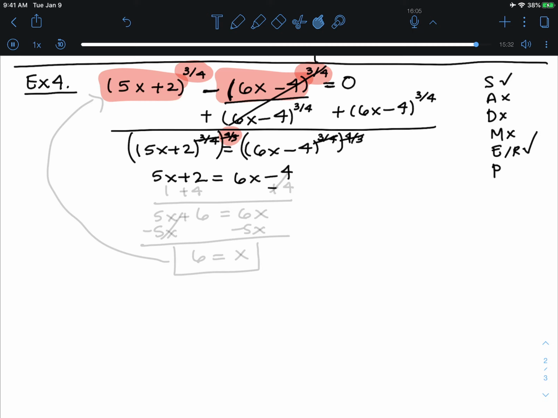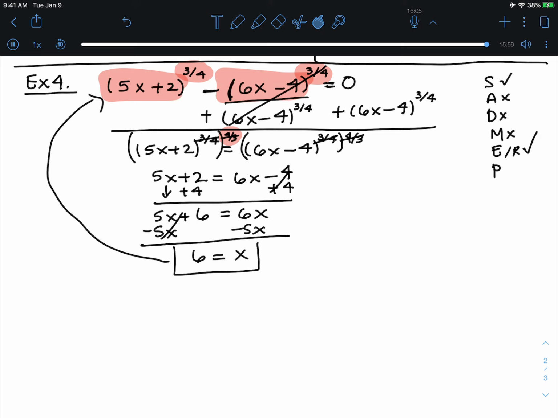So now I'm going to go ahead and add this 4 over here, add this 4 over here. I'm going to get 2 plus 4, which is 6, equals 6x. Bring down the 5, so 5x plus 6. I'm going to go ahead and subtract the 5x, subtract the 5x. Okay, so now I'm going to get 6 equals 2x. And that right there is my answer. You guys can go ahead and check it by plugging it into the original equation. But that is the end of today's lesson.